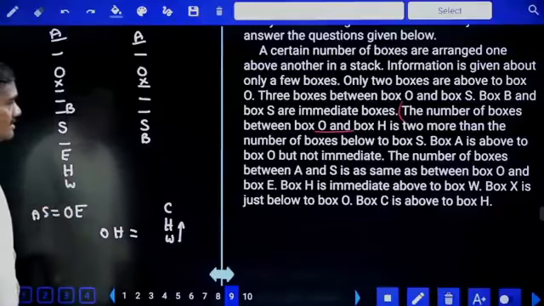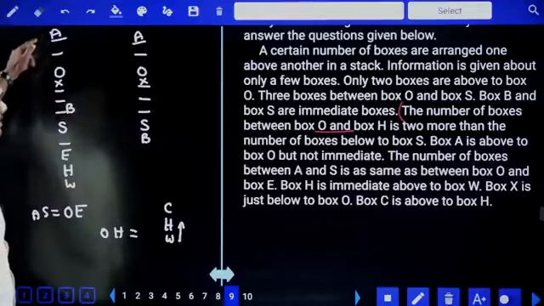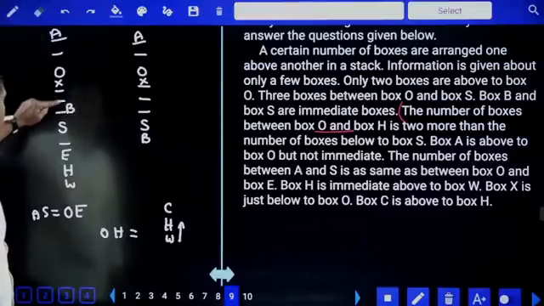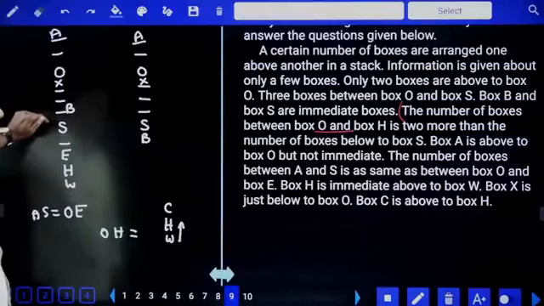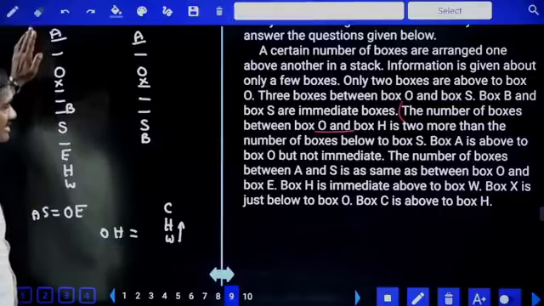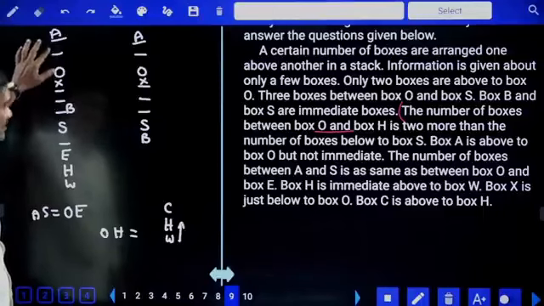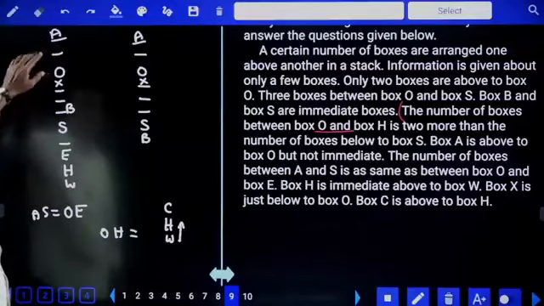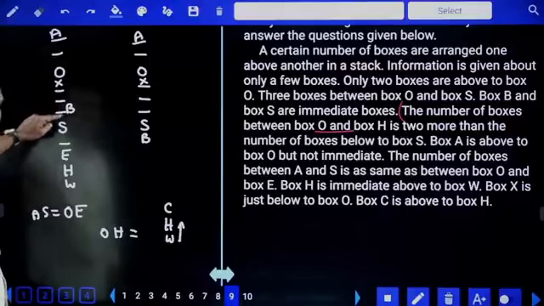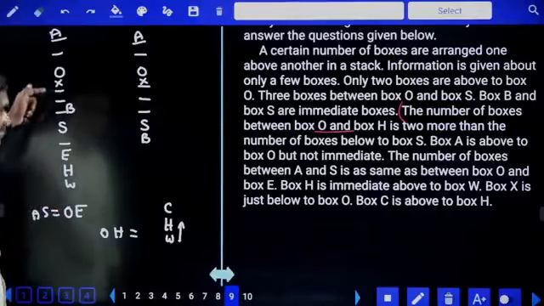If E is here, then H and W must be at this place. Now look at all the conditions once. 2 boxes are above O. 3 boxes between O and S: 1, 2, 3 are the boxes between O and S. A is above O but not immediate. Number of boxes between A and S is same as O and E, 5. Next, H is immediate above W and X is just below O.